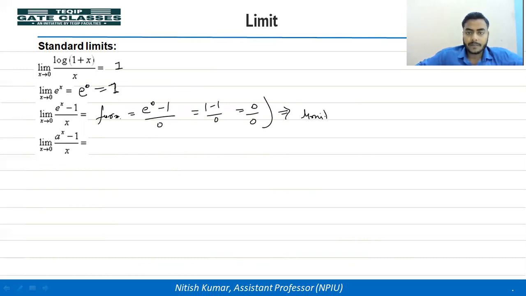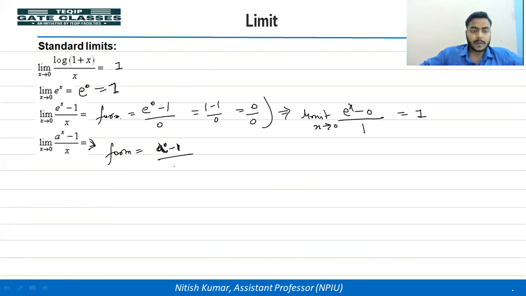So limit, differentiation of x is 1, differentiation of e to the power x is e to the power x minus 0. So we are getting here 1. In this case, the form e to the power 0 minus 1 divided by 0, so we are getting here 0 by 0 form. We can apply the L'Hopital rule.